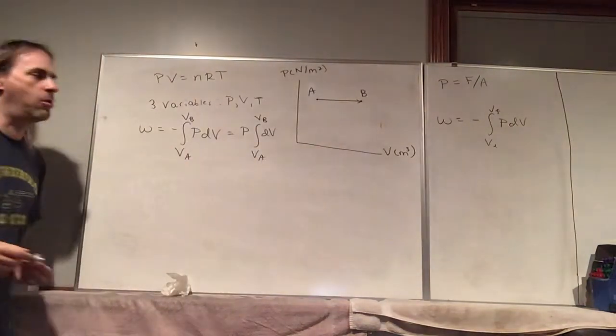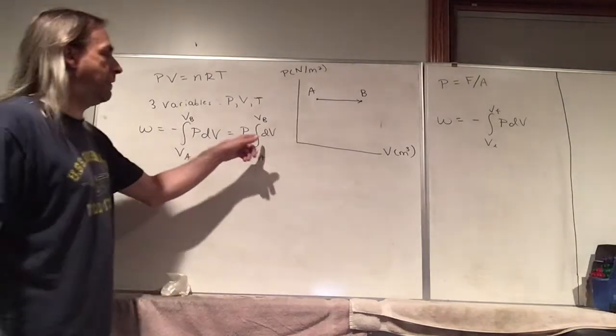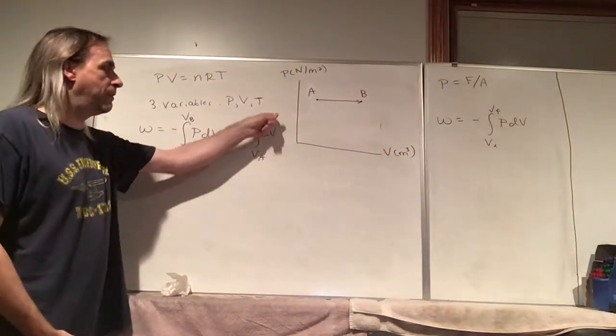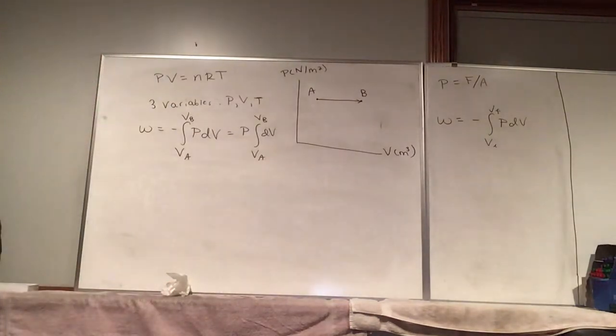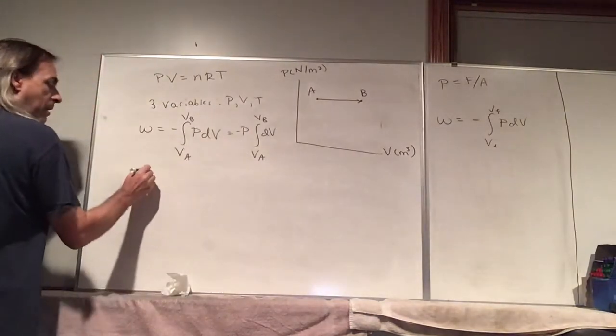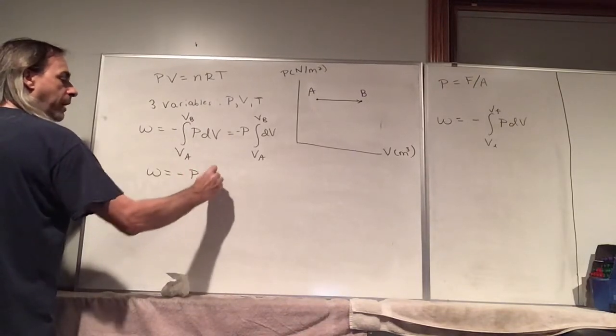And then the integral of dV is just delta V. If we integrate that, we have V, we plug in the limits, we have VB minus VA. That's a change in volume. Got the minus sign here. So the work is equal to minus P delta V.